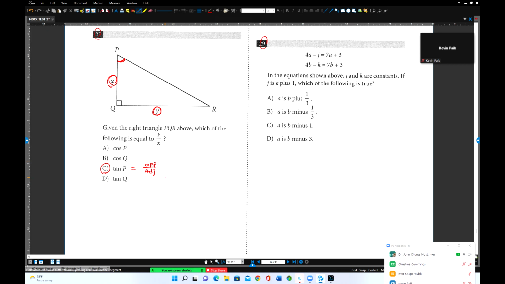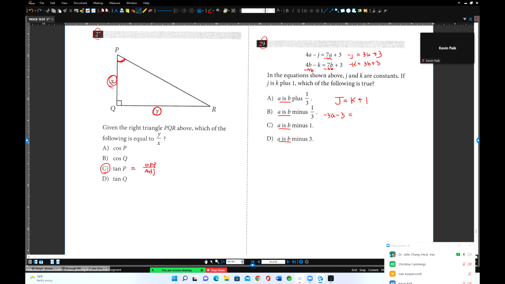J and K are constants. If J is K plus 1, that's the equation over here. J equals K plus 1. Okay? So using this one, we replace with A and B, right? When you scan over here, they're all A and B, A and B, A and B, okay? So where is J? Minus J equals how much? Minus 4A, minus 4 is what? 3A plus 3. So J equals how much? Negative 3A minus 3A, right? From here, negative K equals negative 4B, 3B plus 3.